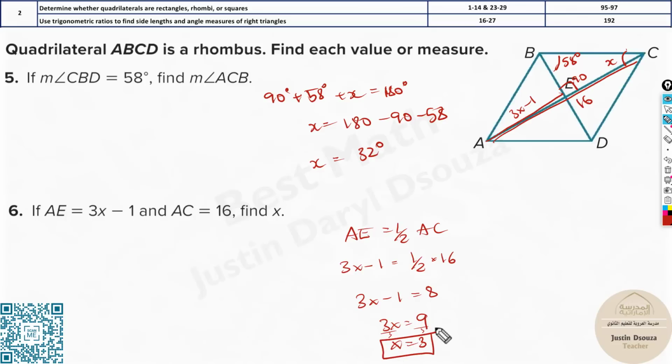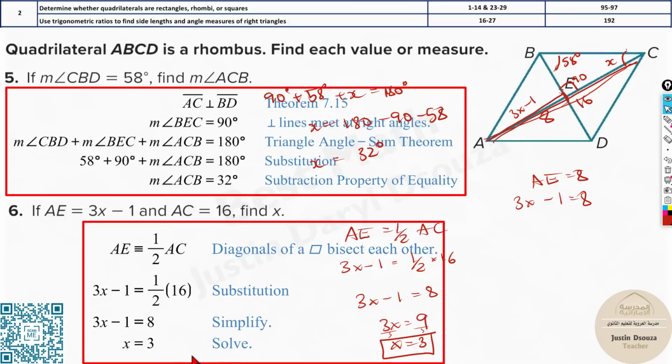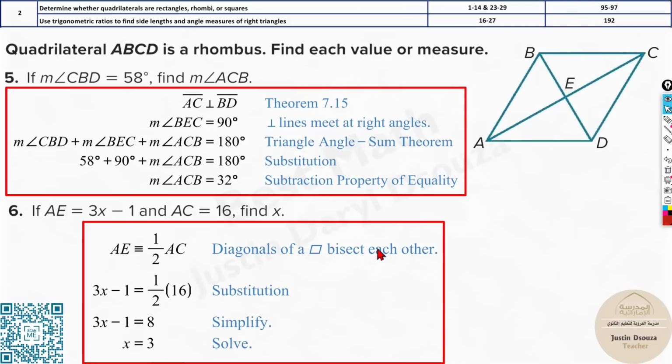X is 3. Another way is, see, this is the total length 16, right? So half of it will be 8. You can directly substitute 3x minus 1 is equal to 8 and solve it. Or you can write over here AE is equal to 8 and then start solving it from here. The answer will be the same anyways. So the answer is 32 over here, and we got x as 3.